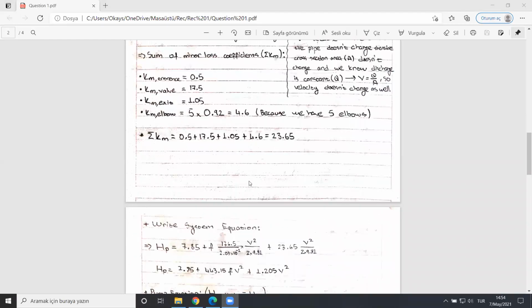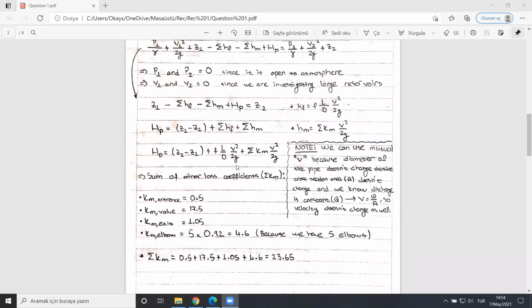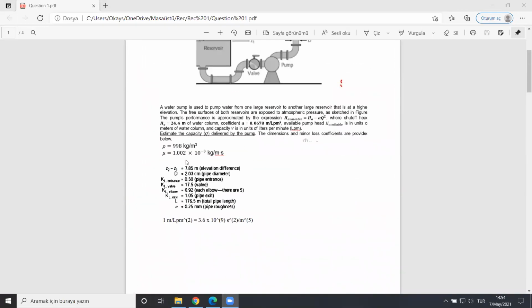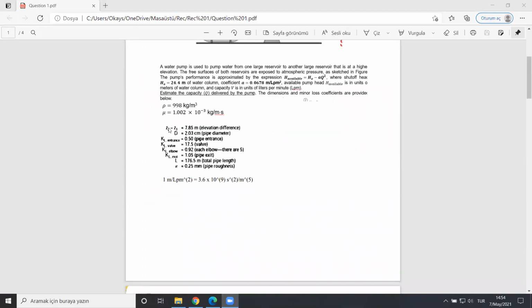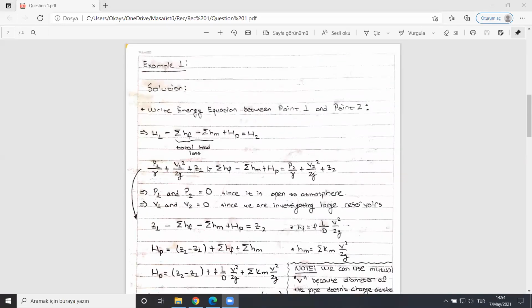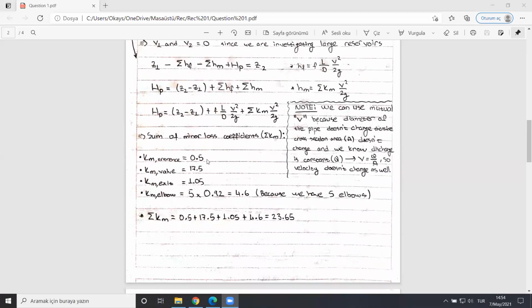What is our next step? The next step is, of course, to put the values, what we know, into this equation. So what do we know? We know this difference given like here. Just let me remind you again. This is given, pipe diameter is given, we calculated, we know L, and that is all. Let's put them into our equation.